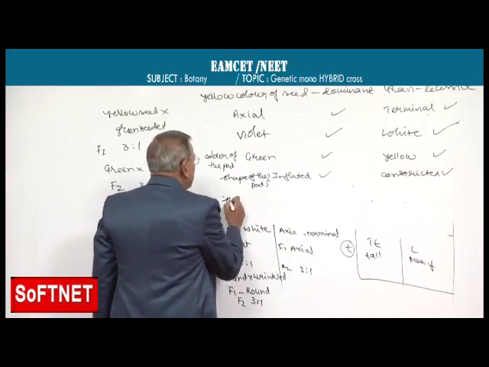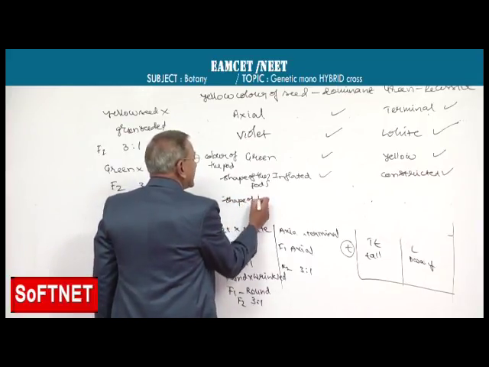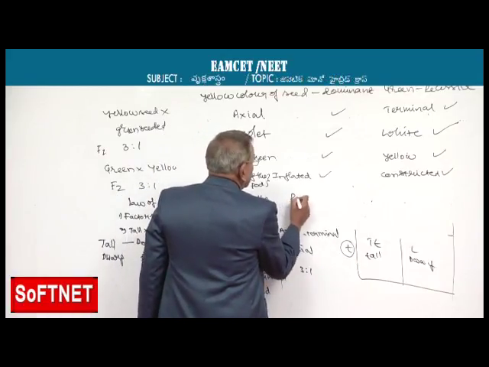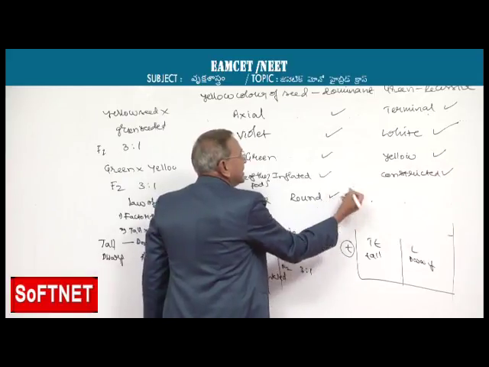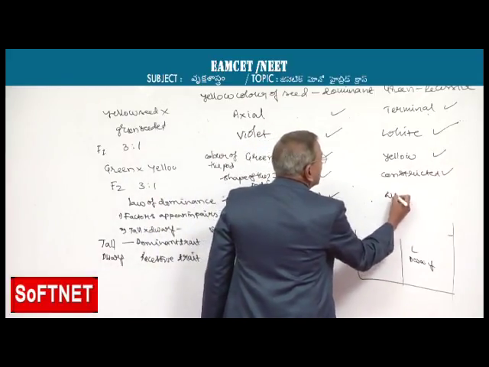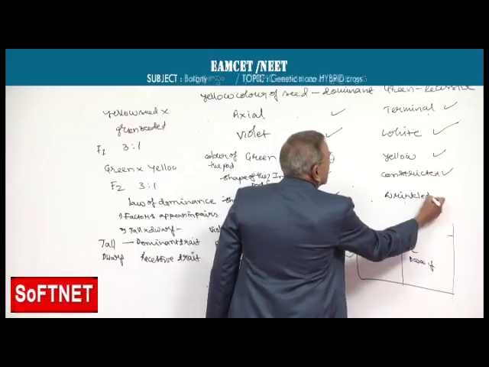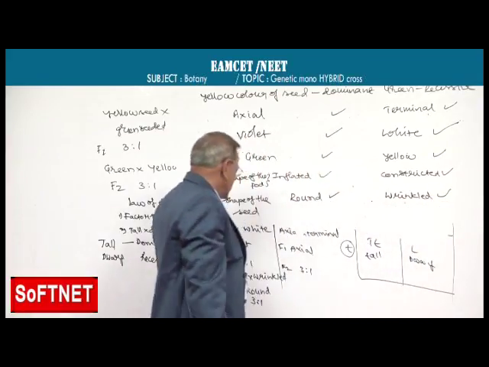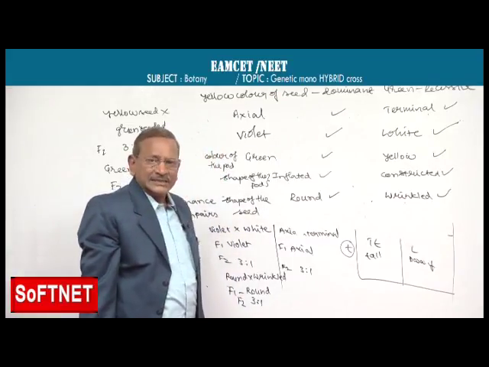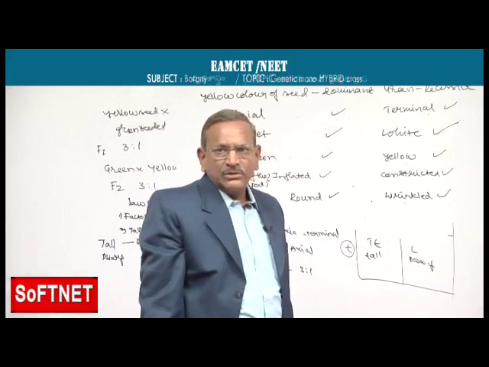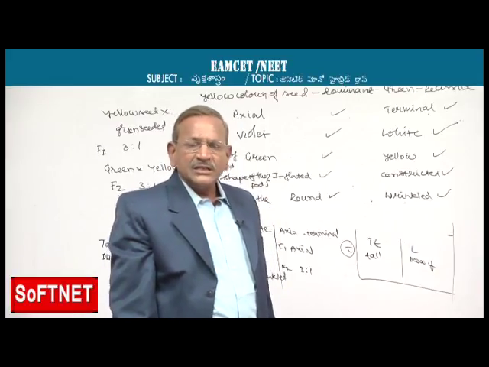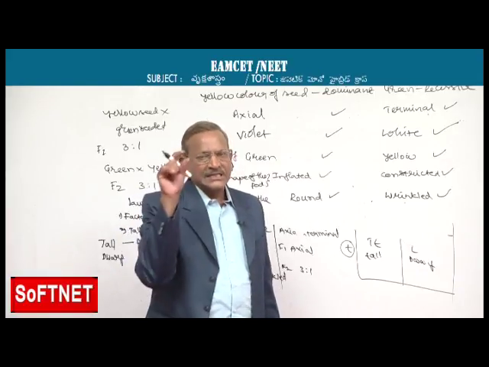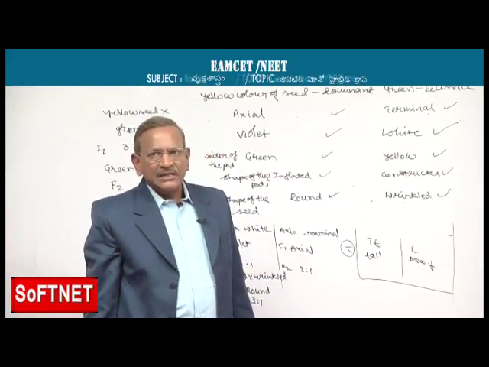With regard to the shape of the seed, round shape is dominant over wrinkled shape of the seed. So with all 7 contrasting traits, Mendel came to similar conclusions, indicating that the law of dominance is working in each and every case.